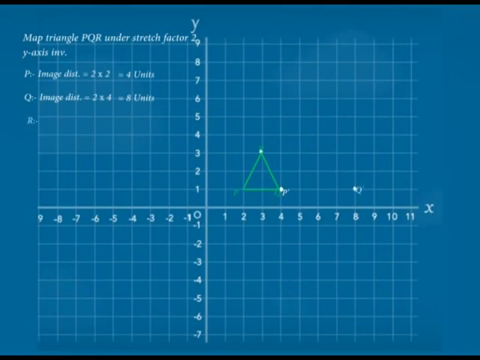Finally, point R. Object distance from the invariant line is 3 units. M is 2. Image distance will be given by 3 times 2, which is 6. And so the point moves 6 units to the right from the invariant line. And there is our image.